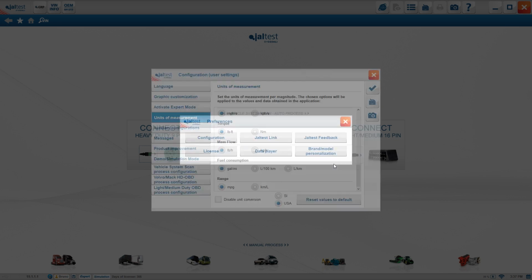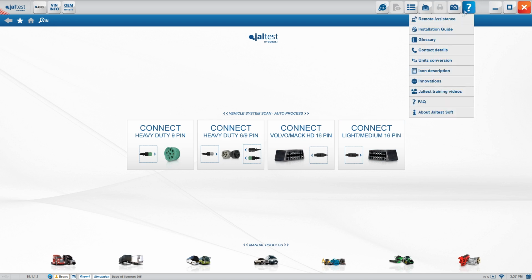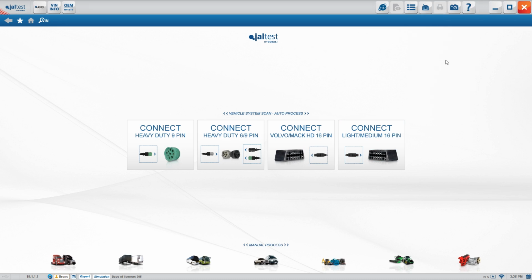Now, if by any chance there is a situation where you don't know what the measurements it's giving you, because instead of saying foot pounds, it's giving you another measure, you would go to unit conversion. Right here in our question mark, there's a button, unit conversion.